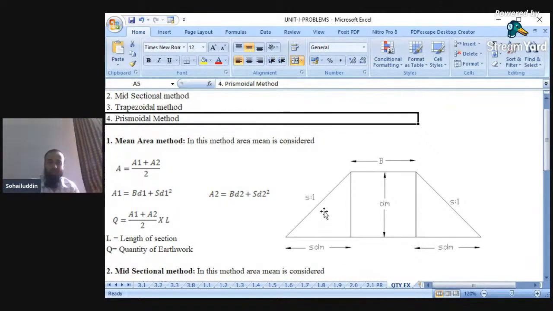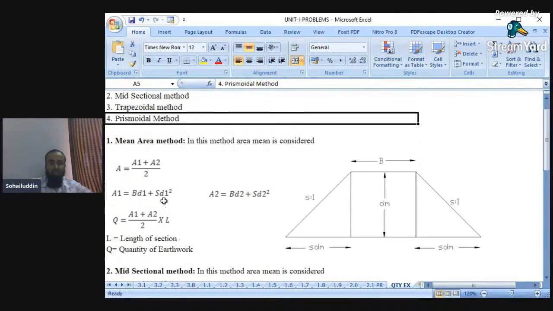So what is the area of the triangle? The area of the triangle is half into base into height. The base is S dm, the height is dm. So half into base into height, but there are 2 triangles, so 2 times half into base into height. So this 2 gets cancelled, half and 2 cancel.